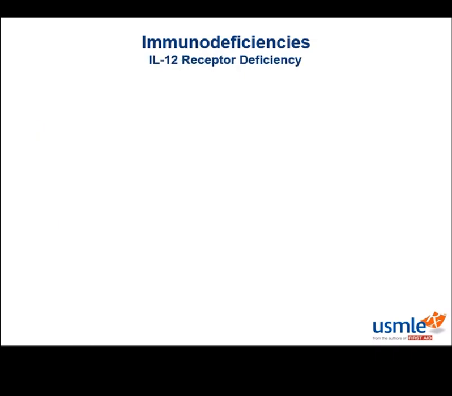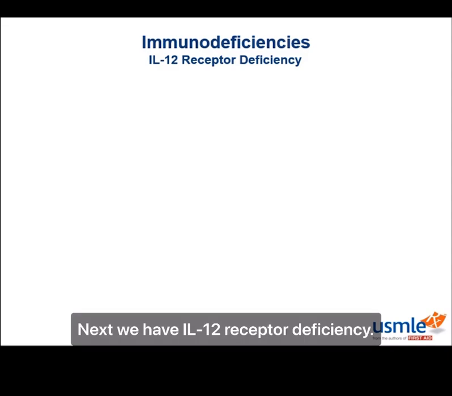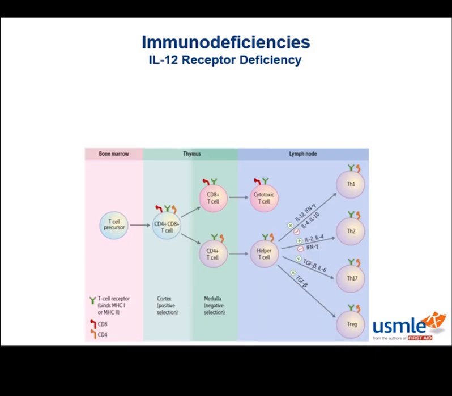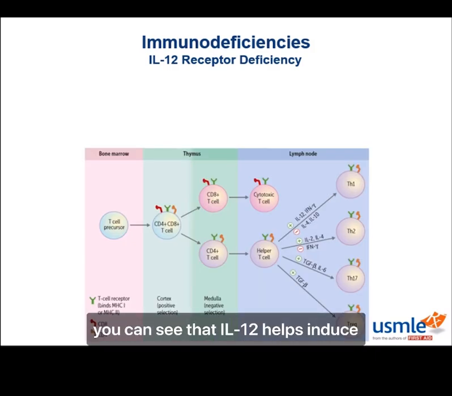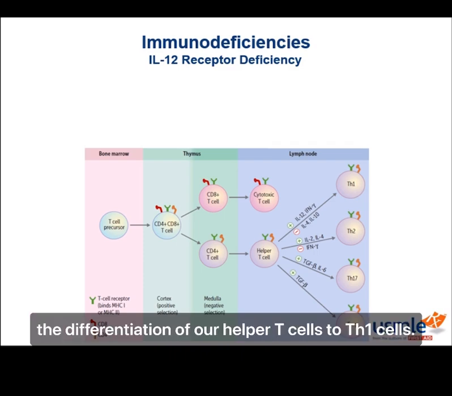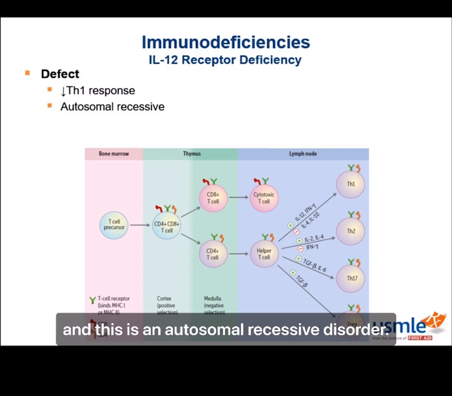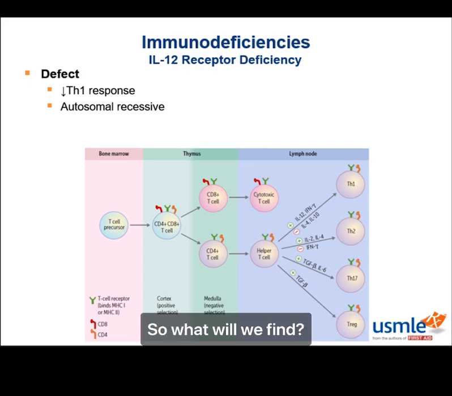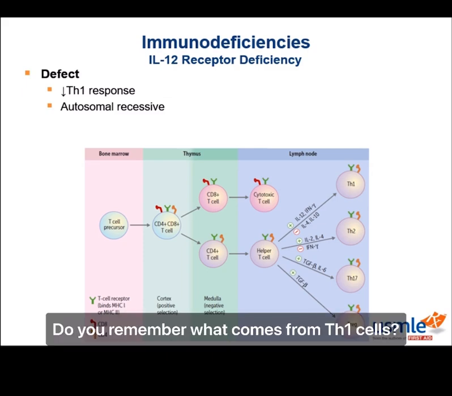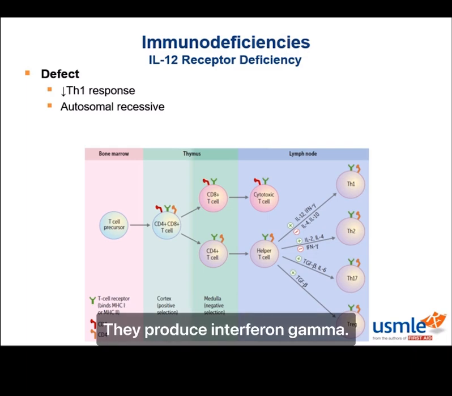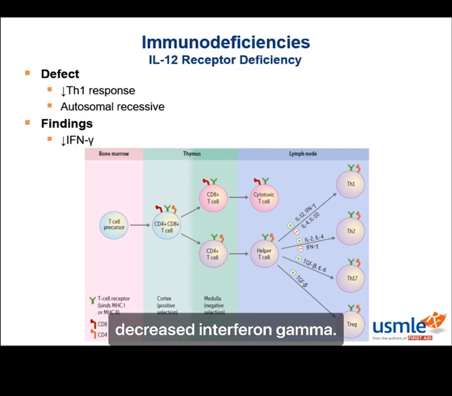Next, we have IL-12 receptor deficiency. You've heard of IL-12 before, don't you remember this? Over on the right-hand side, you can see that IL-12 helps induce the differentiation of our helper T cells to Th1 cells. So, our defect here will be a decreased Th1 response, and this is an autosomal recessive disorder. So what will we find? Do you remember what comes from Th1 cells? They produce interferon gamma, so it makes sense that we'll find decreased interferon gamma.